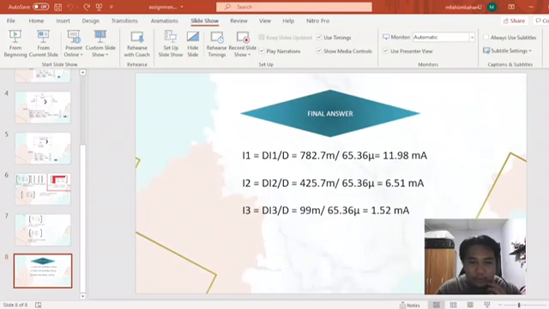For current 2, it is 425.7 milli over 65.36 micro. The final answer for current 2 is 6.51 milliampere. And the last is current 3, 99 milli over 65.36 micro. The final answer for current 3 is 1.52 milliampere. That's it from me.